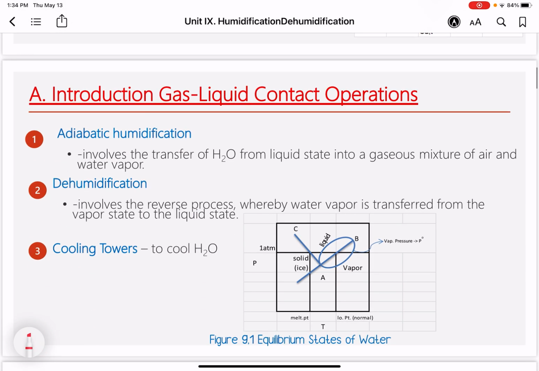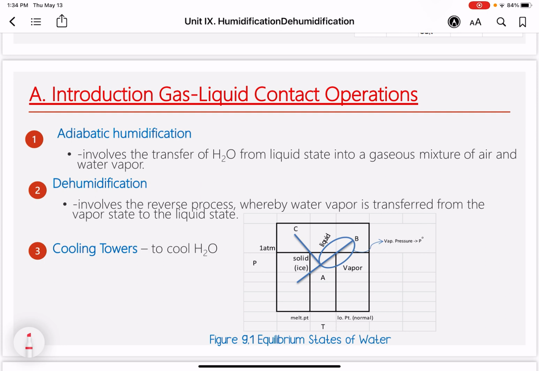As an introduction, let's define first what these gas-liquid contact operations are. When we say humidification, it is a process in which the moisture or water vapor or humidity is added to the air without changing its dry bulb temperature. The cooling and humidification process is one of the most commonly used air conditioning applications for cooling purposes.